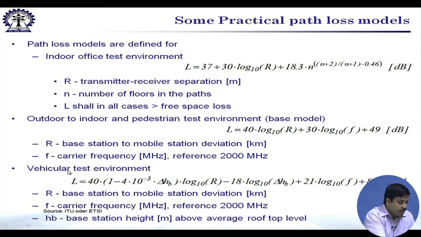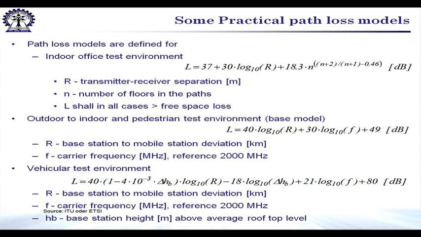If we go to the vehicular test environment, we also include the base station antenna height above the rooftop level and the frequency of operation. So, there are various different models, but what is common in all of these models is R, that means the separation distance between the transmitter and receiver. In this particular model R is in meters, in this particular model R is in kilometers, and so on. So, we have to be very careful with these particular models.